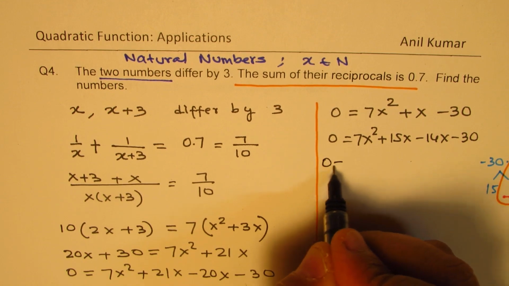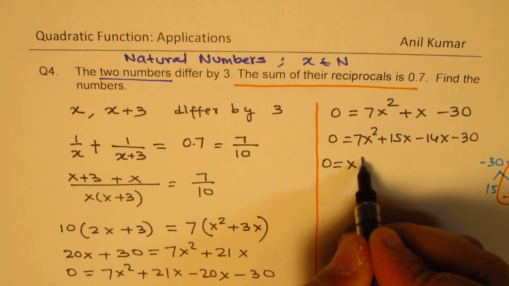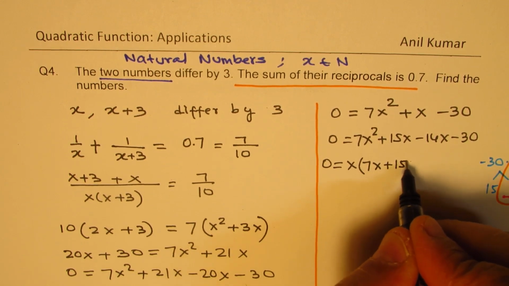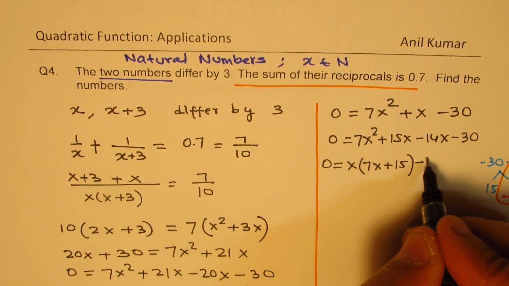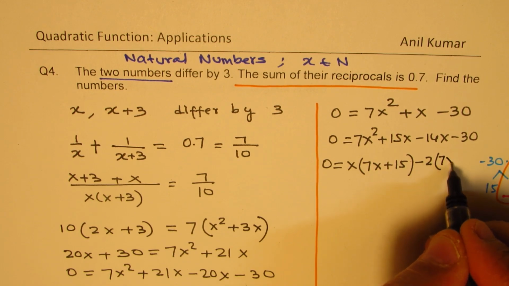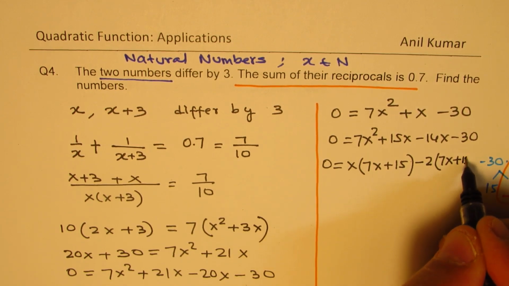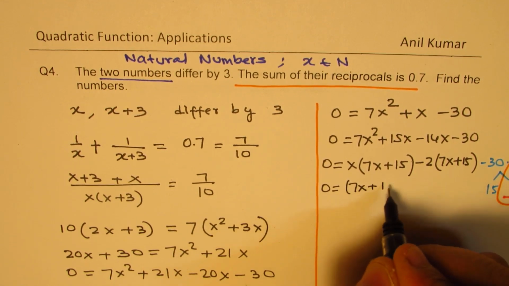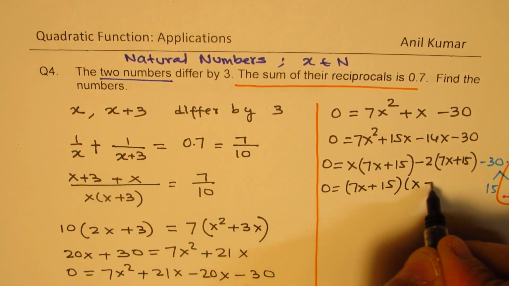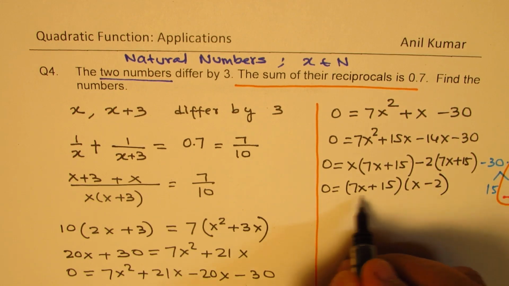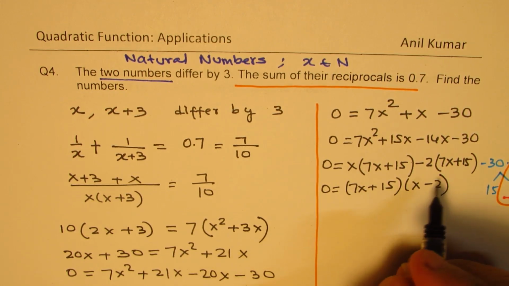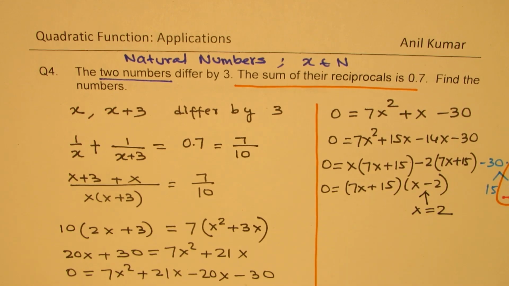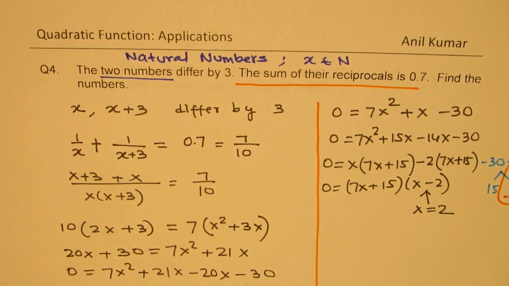Correct? So we have 0 equals, only x is common here, so we get x times 7x plus 15. On this side, we can take minus 2 common, so we get minus 2 times 7x plus 15. Now, 7x plus 15 is common, so we have x minus 2. Now, that gives us two solutions. And the only valid solution is x equals 2. Correct? So, the valid solution is this.